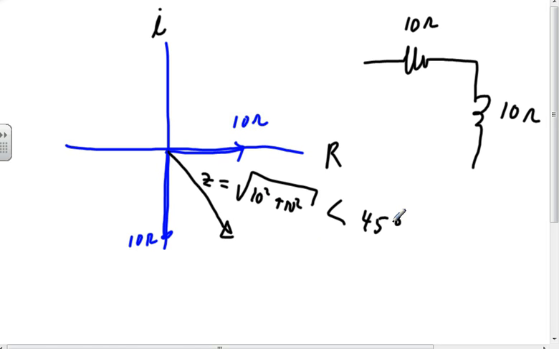Let's see, 10 squared plus 10 squared, that's 200, right? So that's 10 the square root of 2, angle 45. Oh, that didn't work out too well, did it? 10 the square root of 2 ohms, angle 45 degrees. And that would be the impedance of the circuit, and it'd be minus 45 degrees. Okay. Now what is power?